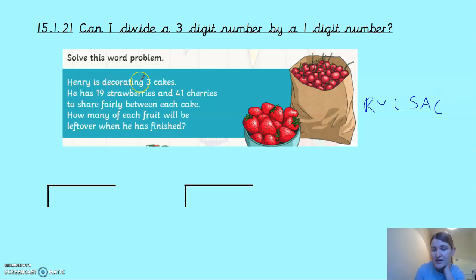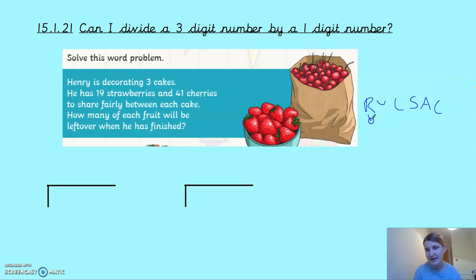So, first thing we always do is we read. Henry is decorating 3 cakes. He has 19 strawberries and 41 cherries to share fairly between each cake. How many of each fruit will be left over when he has finished?